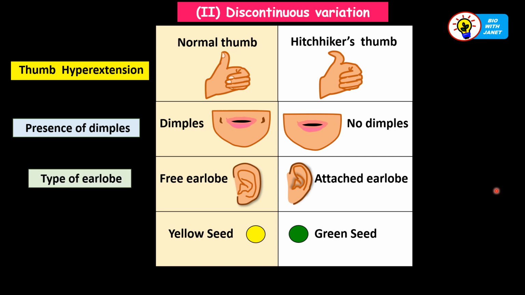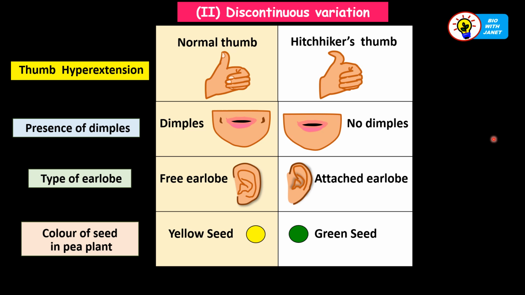Next is the type of earlobe. Most people have the earlobe with a piece of flesh extending downwards like that. But some people have the attached earlobe, where there's no piece of flesh extending downwards. The last one is the color of the seed in pea plants. Some pea plants produce seeds that are green, but others produce yellow seeds in their pea pods.